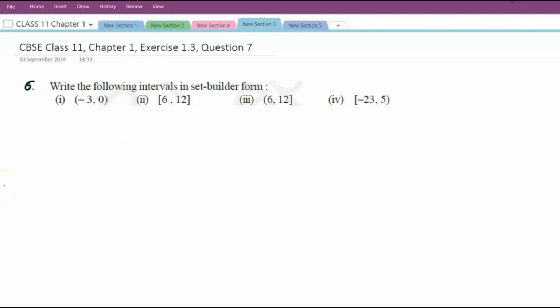Okay, let's see the next example. Write the following interval in set builder form. So I have explained this also in my previous video. So let's solve this.